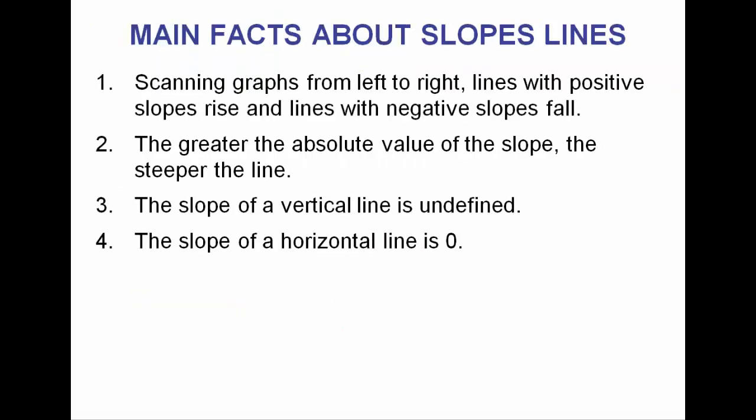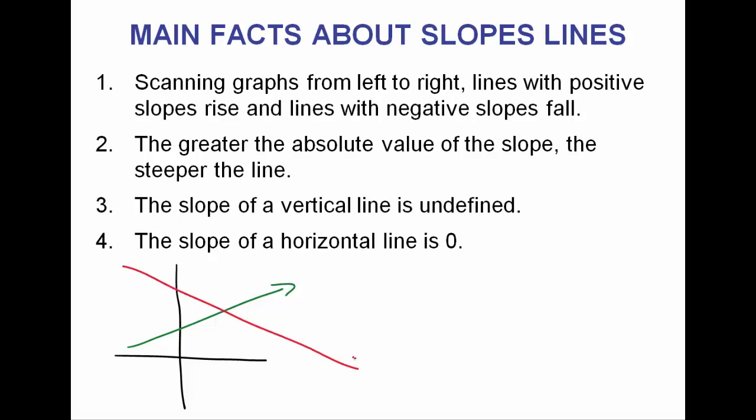It's just that simple. Some big key facts about slopes. If we're moving from left to right, lines with positive slopes rise and lines with negative slopes fall. Just means that if we were to look at our xy axes, lines with positive slopes get bigger as you move to the right, right? They get taller, and negative slope lines get smaller, right? Negative lessens as you move to the right.